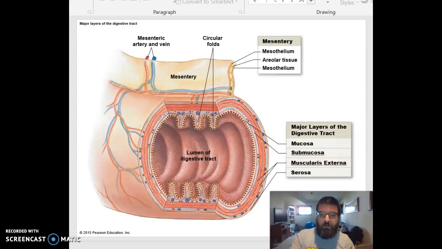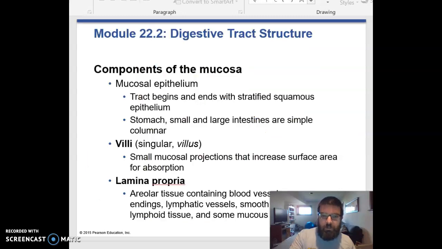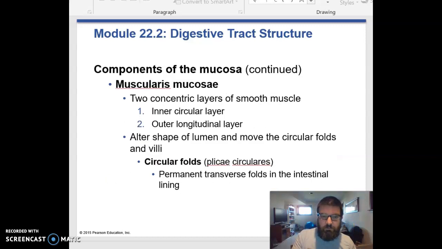So again, you can see the mucosa, submucosa, muscularis externa, and the serosa. There are villi, little finger-like projections that come off to increase the surface area, particularly in the small intestines.